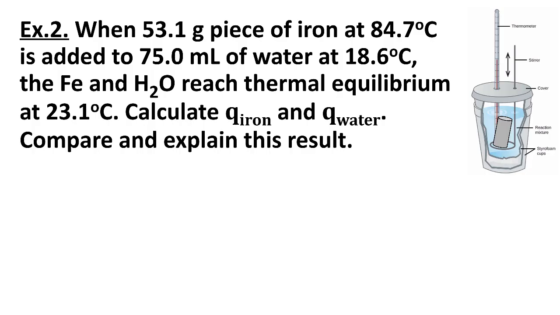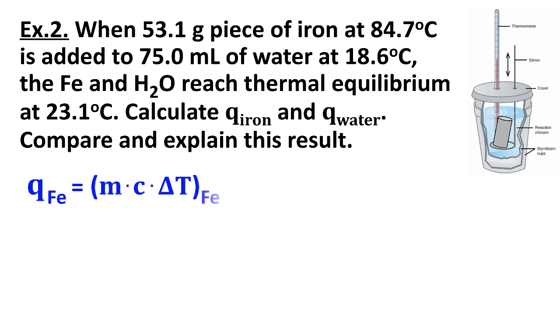Okay, so let's put these together now and solve a question involving heat transfer between a piece of iron and some water. We're given the mass of the iron, its initial temperature, the amount of water, and its initial temperature, and we're told that they reach thermal equilibrium at an in-between temperature, which is sort of what we'd expect. And the question is to find the heat for the iron and the heat for the water, and to compare these values and explain the result.